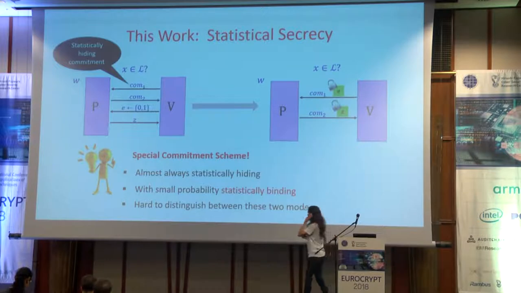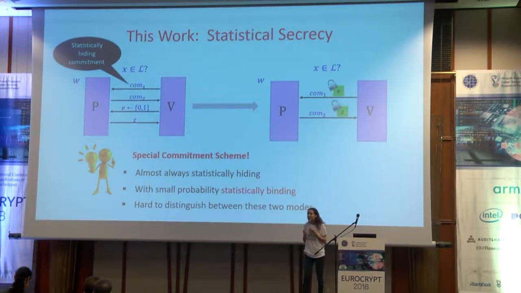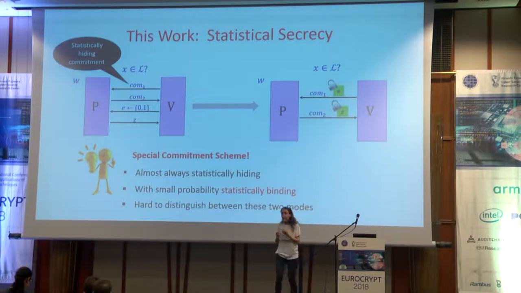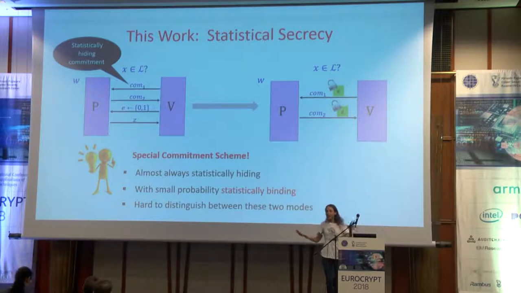So it's statistically hiding, of course. I have to have statistically hiding to get my statistical secrecy. However, I need statistically binding, or I need it to be a proof, to get soundness. So the way we do it, we say, you know what? It's almost always going to be statistically hiding, but with some small probability it won't, and in that case it will be statistically binding. And the idea is you cannot distinguish between the two cases, and that's how we get the best of both worlds.